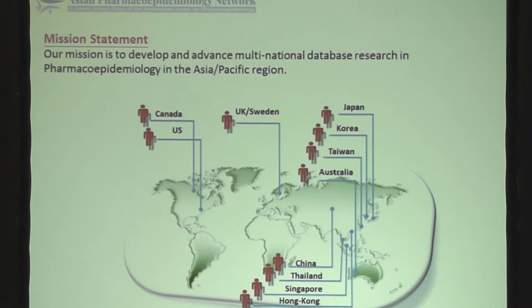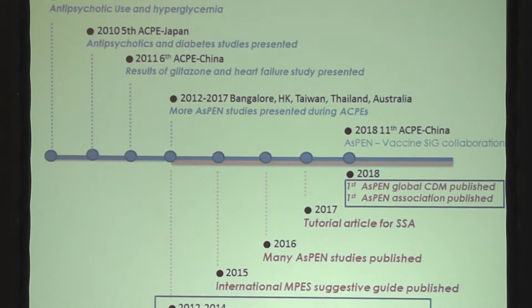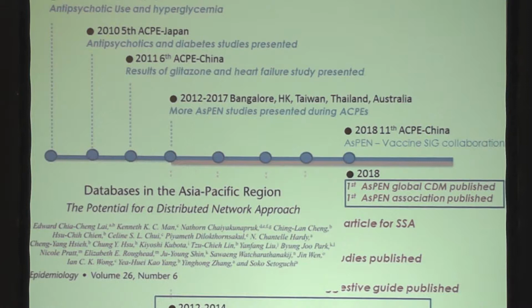These are a few great milestones for ASPEN. I'm not intending to go through too many details here. I want to call your attention to two time points. Number one is 2012. Before 2012, we conducted studies very specifically. And after 2012, we tried to build infrastructure to support the conduct of ASPEN studies so that we can have a more efficient way, and better control the quality and the consistency of the studies.